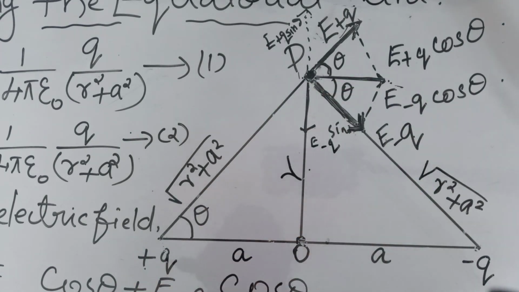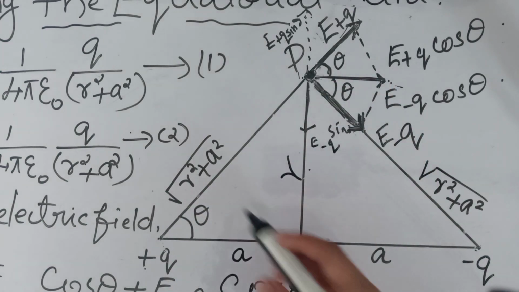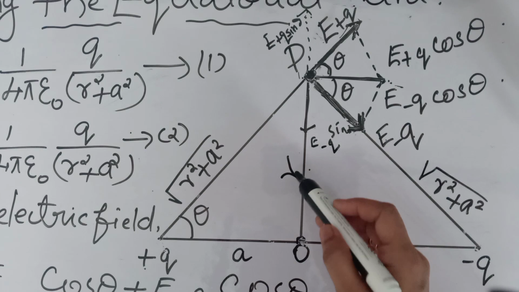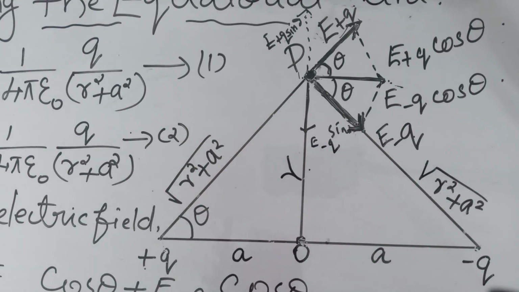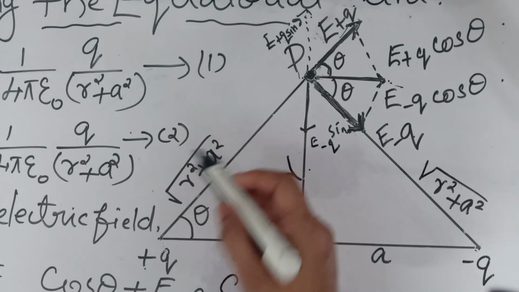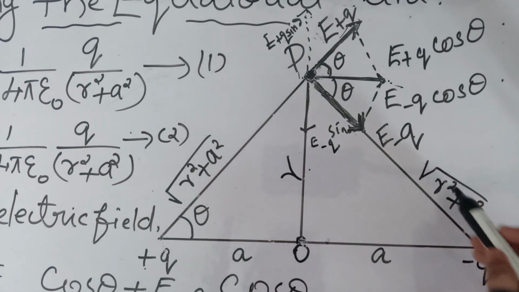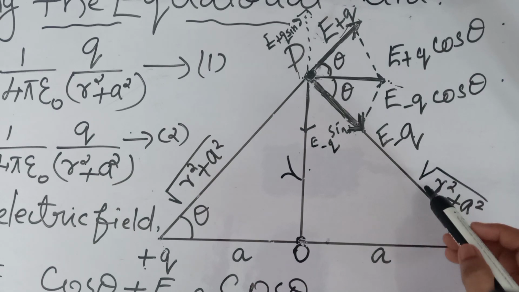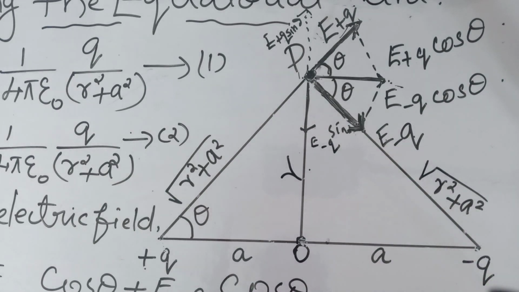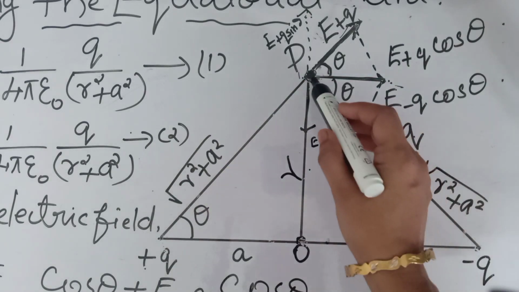Now how can we find this distance? This angle is theta and this is a right angle triangle. This is the hypotenuse. Here this is a and this is r. We can apply the Pythagoras theorem. So what will we get here? This will be root of r square plus a square. Here also we get the same expression, because this side is a and this side is r, and this is the hypotenuse. So here also root of r square plus a square. So this is clear now, right? We have the distance between plus q and P, and between minus q and P.